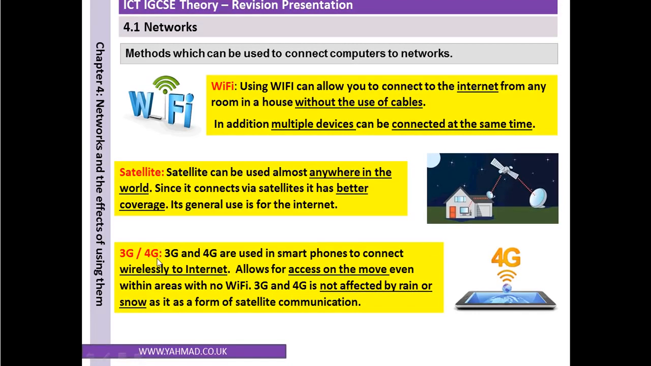3G, 4G. So 3G and 4G are used in smartphones to connect wirelessly to the internet. It allows for access on the move, even within areas with no Wi-Fi. 3G and 4G is not affected by rain or snow as it is a form of satellite communication.